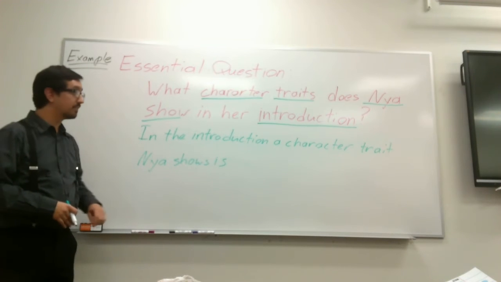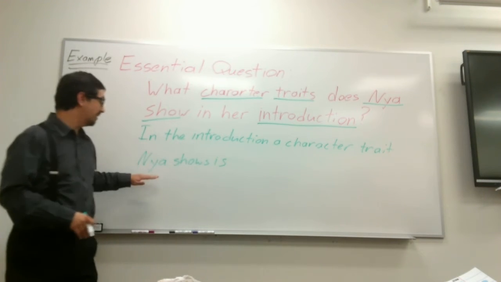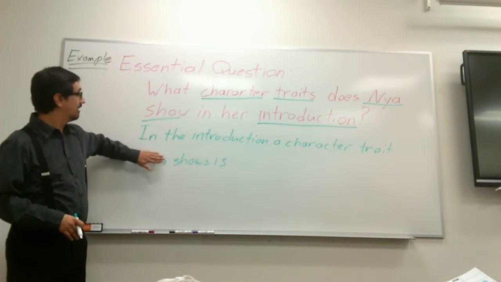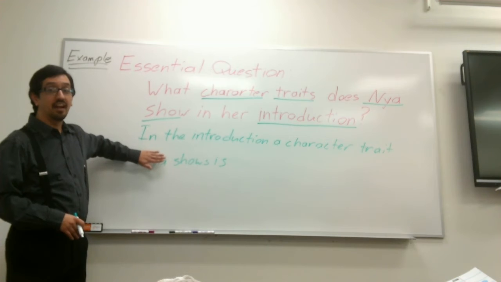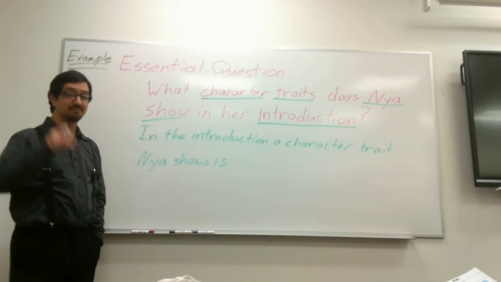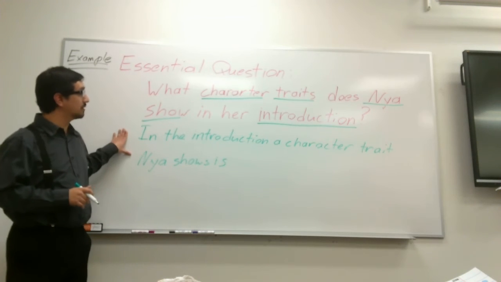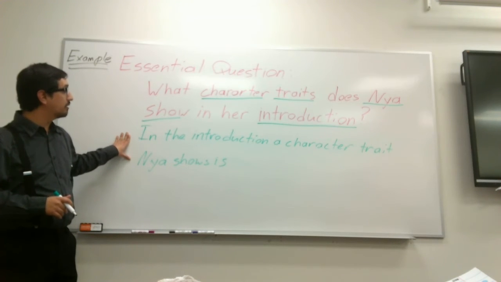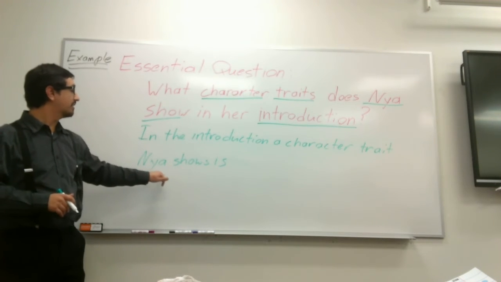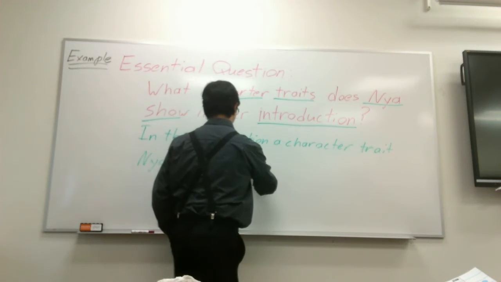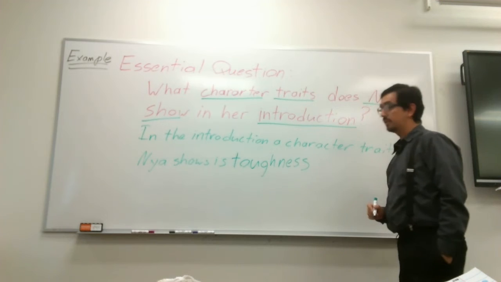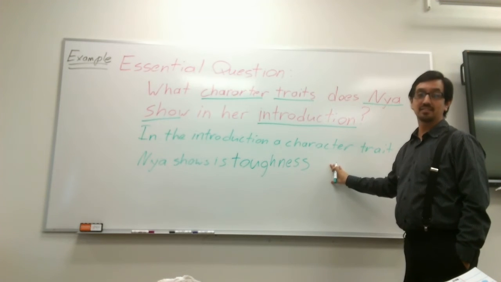So the second part of that is, whenever possible, you should be using proper names. So in this case, the name we pulled was Naya. If I put in the introduction, a character trait she shows is, it might be a little more vague. We want to clear that up by making sure we put names in our claims. Okay, so now that we've done this, we can start answering it. And I'm going to say the character trait she shows is toughness. So in the introduction, a character trait Naya shows is toughness. And there, I finally added our answer to our claim.